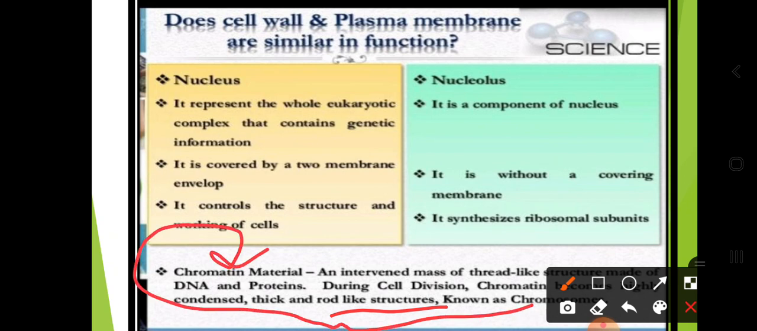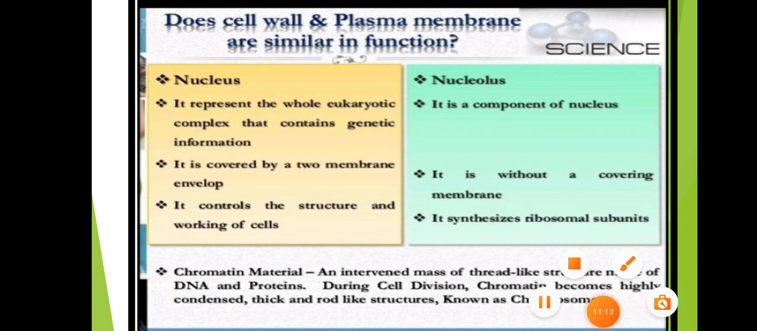So, what is the chromatin material? It is nothing but the thread-like structure whose components are DNA and protein. So, these are some examples of chromatin material.